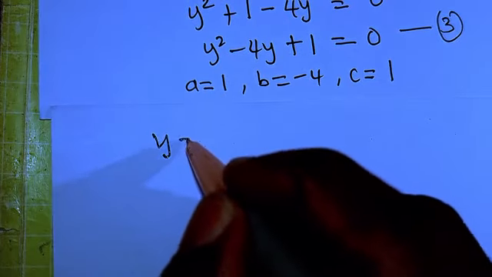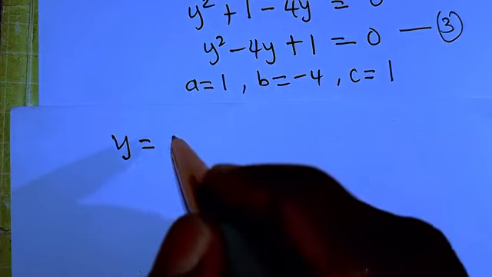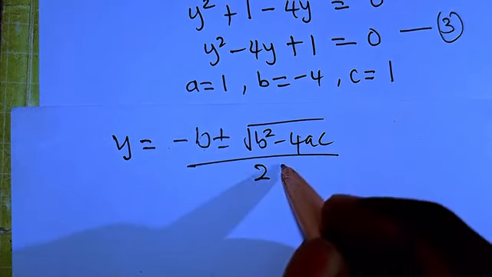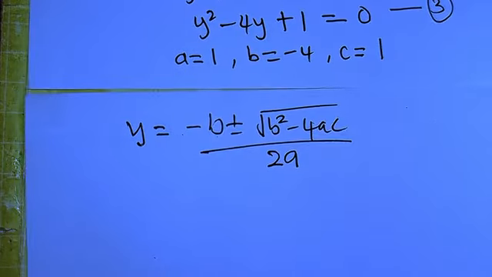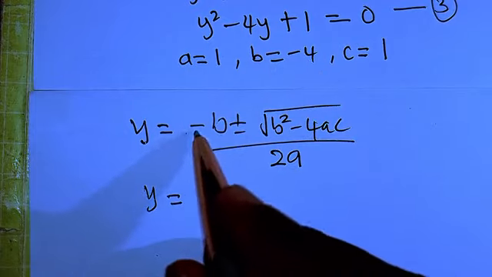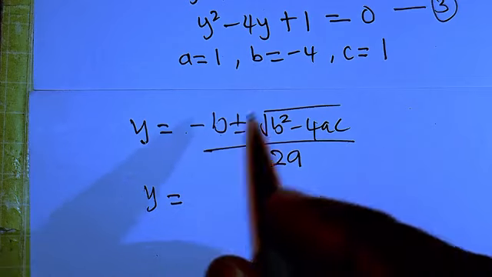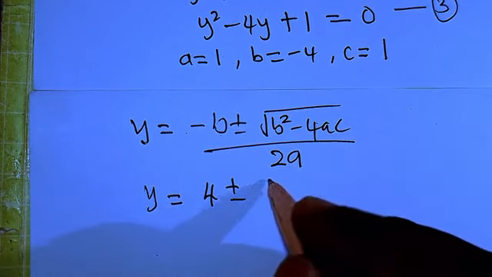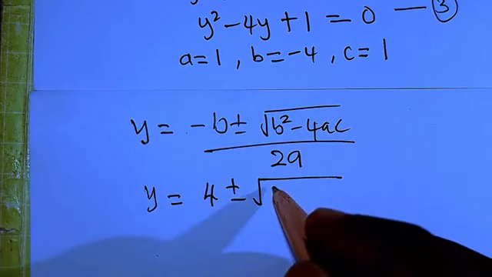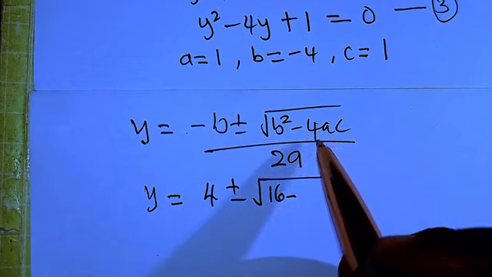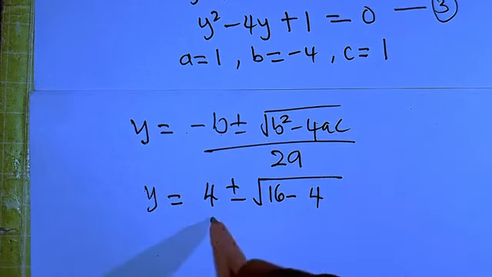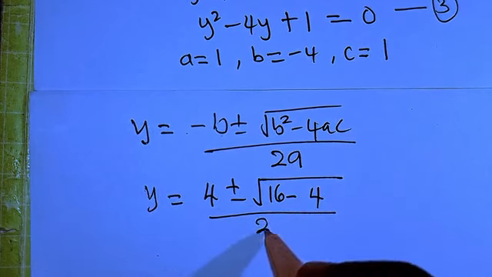We have y equals minus b plus or minus the square root of b squared minus 4ac, all over 2a. So now from here, y equals, so what is our b? b is minus 4, so minus times minus will give us plus. Then we have 4 plus or minus, then here we have minus 4 squared, that will give us 16, minus 4 times 1 times 1, because 4ac will also give us 4, all over 2a, that is 2 times 1, we have 2. Are you following?